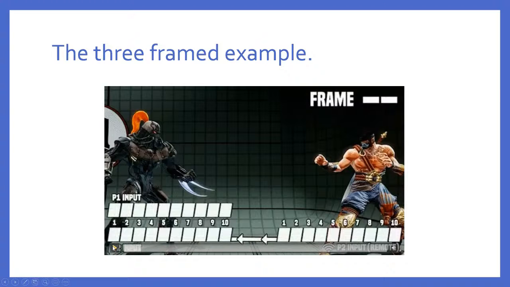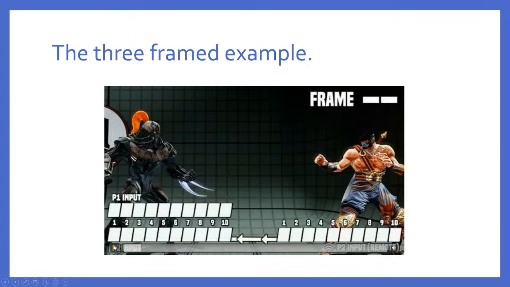So let's say that the connection here is, again, 3 frames, 45 milliseconds of ping between two players. What actually happens is, I'm just going to pause it here. Player 1 doesn't have a remote or a delay. Once you do the move on the player 1 side, it happens on your screen. It'll happen on his screen as well.